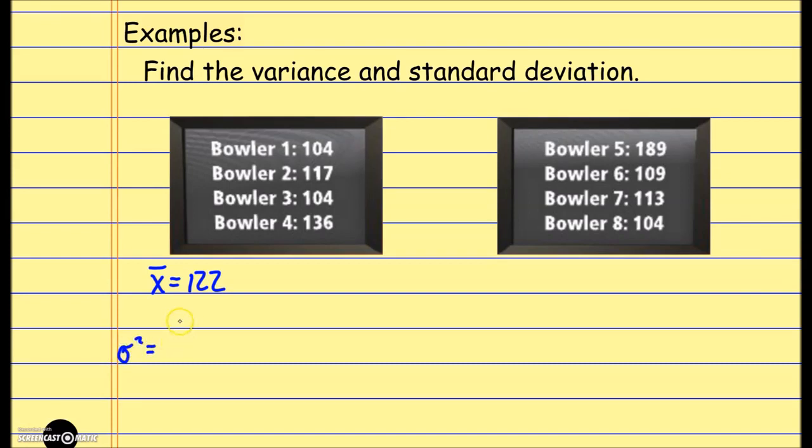What I do is I take the first data value, which is 104. I subtract the mean, and I square it. And then I'm going to add, and now I take the next data value, the 117. I subtract the mean, and I square it. And then I do the same thing with the next one, and I just keep going until I've used up each and every one of these data values.